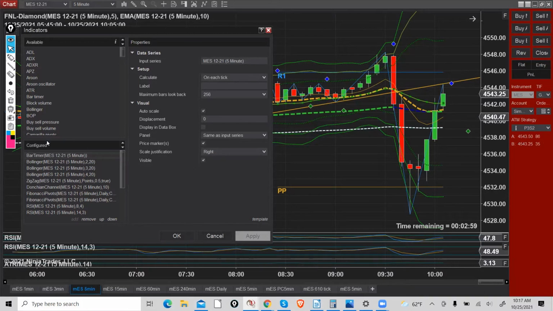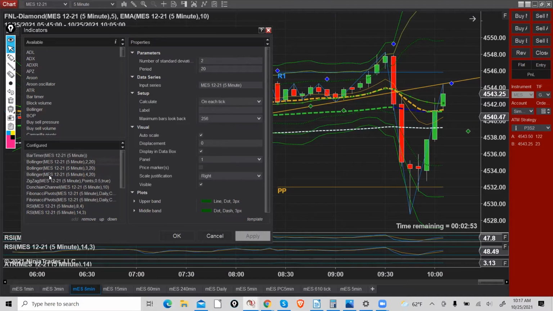With my Bollingers, you can see all of my indicators that are configured on my charts in the bottom left, and you see three different sets of Bollingers. You see a 2 20, 3 20, and 4 20. What that means is that I have a 2 sigma, a 3 sigma, and a 4 sigma, and the 20 is the period that they rely on, meaning they're based off the last 20 candles on the chart.